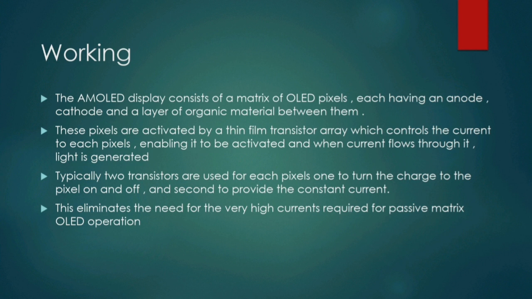Typically, two transistors are used for each pixel, one to turn the charge to the pixel on and off, and the second to provide the constant current. This eliminates the need for the very high currents required for passive matrix OLED operation.